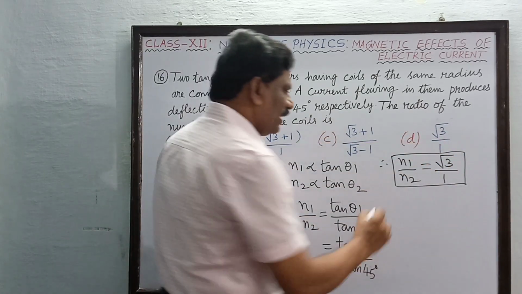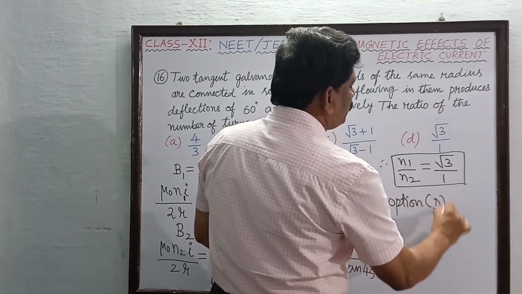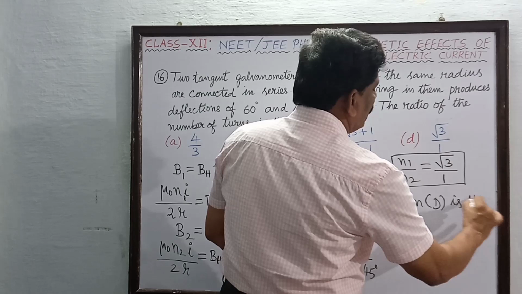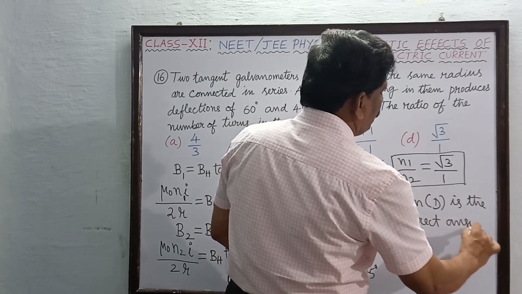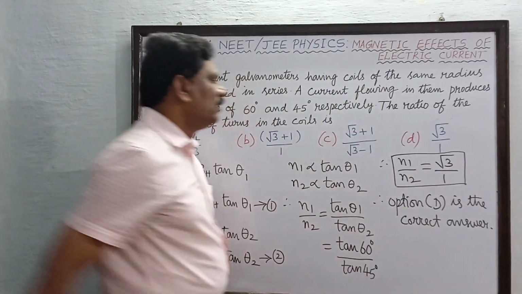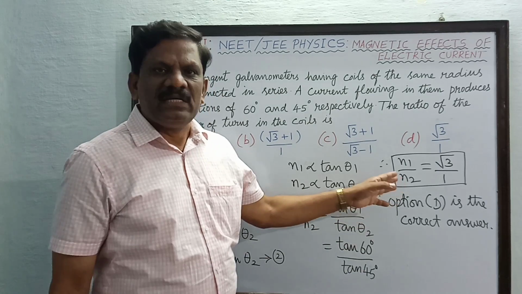Option D is the correct answer. Therefore option D is the correct answer. It's a very simple numerical problem. I hope you must have understood well.